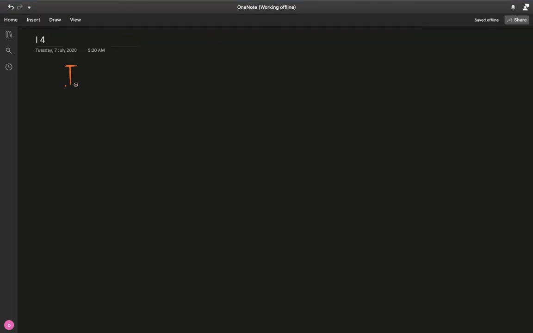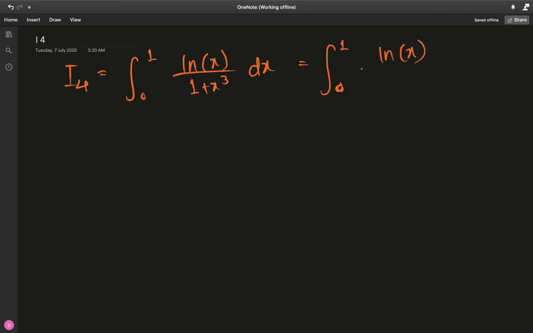Okay, so I4 now, the integral from 0 to 1 of natural log of x over 1 plus x cubed dx. But the good news here is we are going to actually apply the same technique that we used for the last integral, basically using geometric series. So we can write this as natural log of x divided by 1 minus negative x cubed dx. So again we are in our radius of convergence. We can again write this as a geometric series and then interchange the sum and the integral.